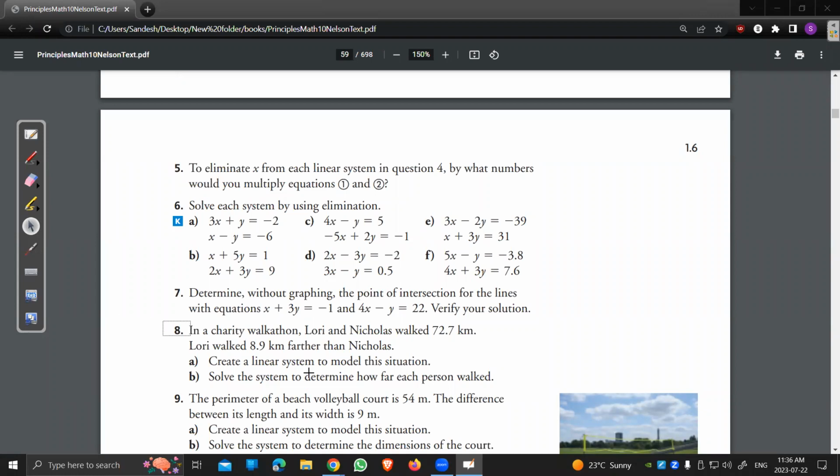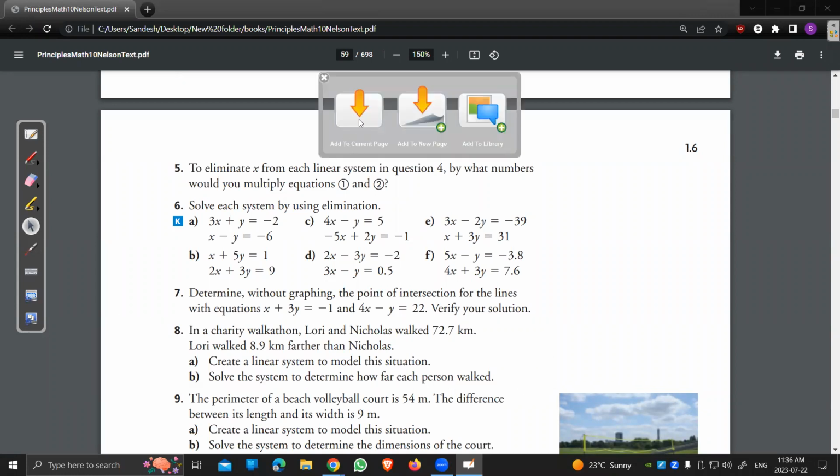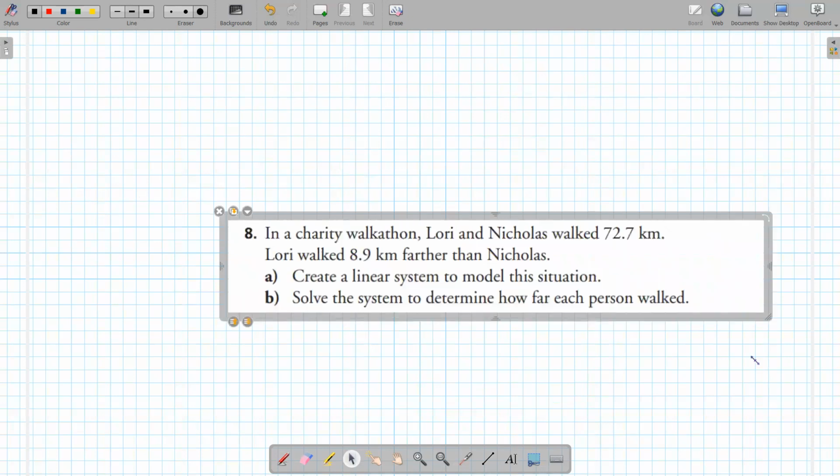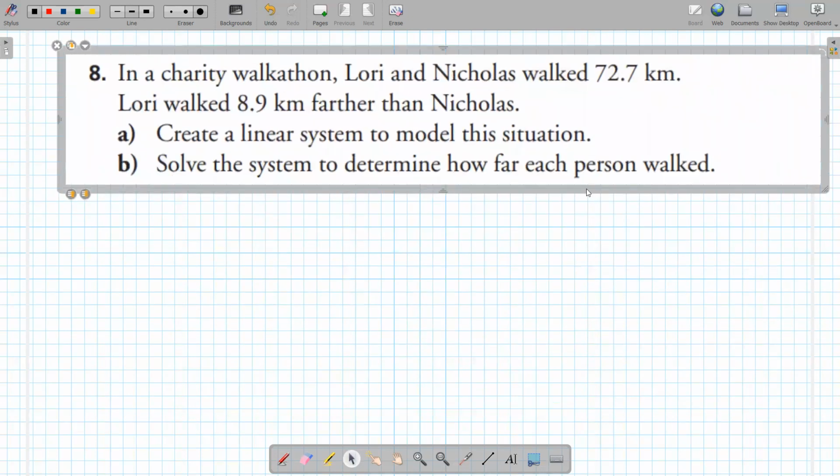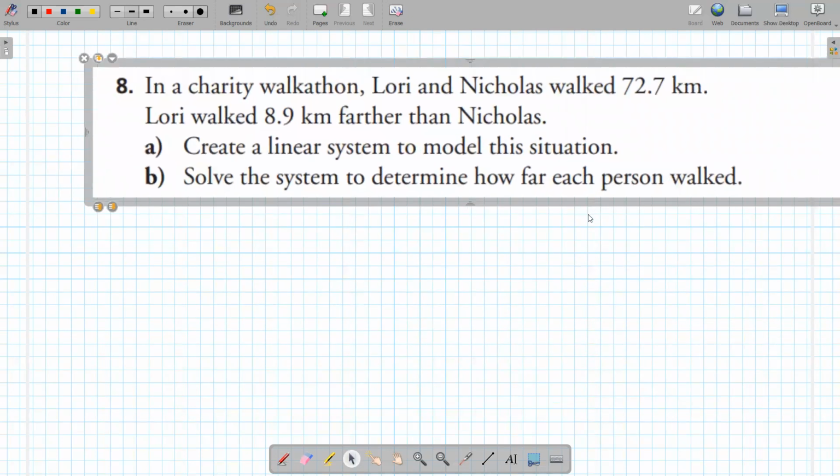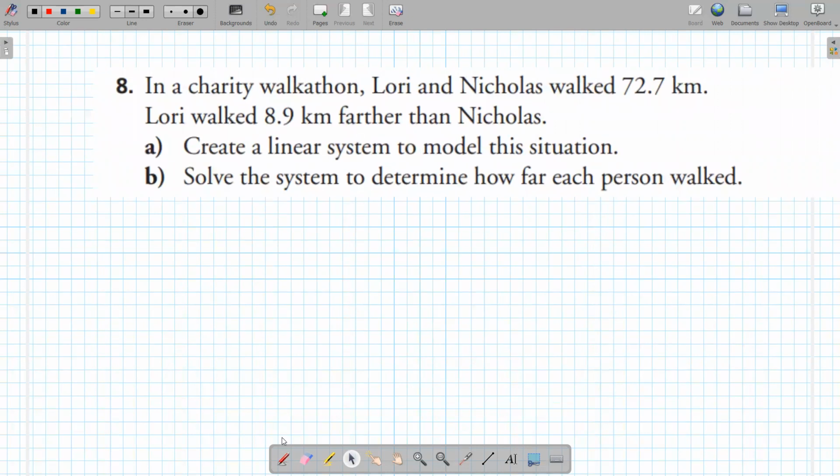Alrighty. So there's two people, Lori and Nicholas, one girl and one guy. They walked 72.7 kilometers together. Lori walked 8.9 kilometers farther than Nicholas. Create a system to model this.